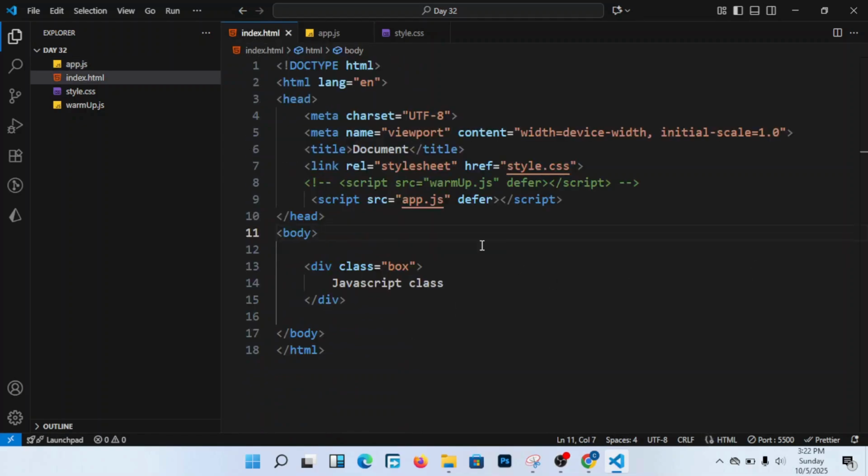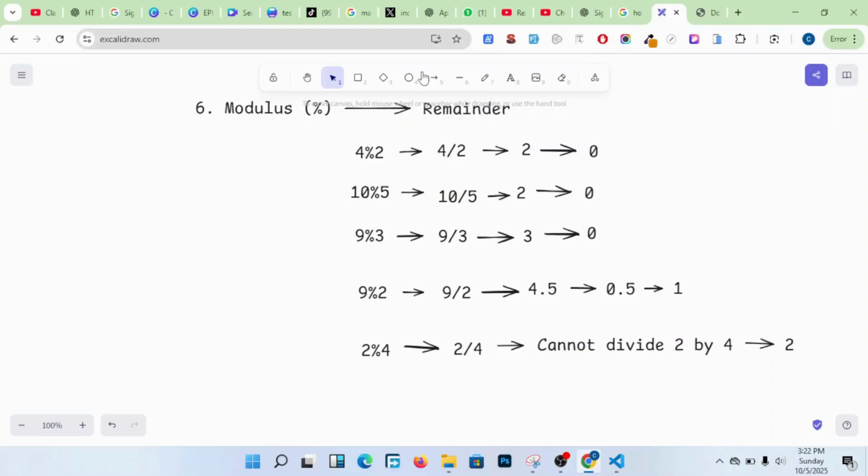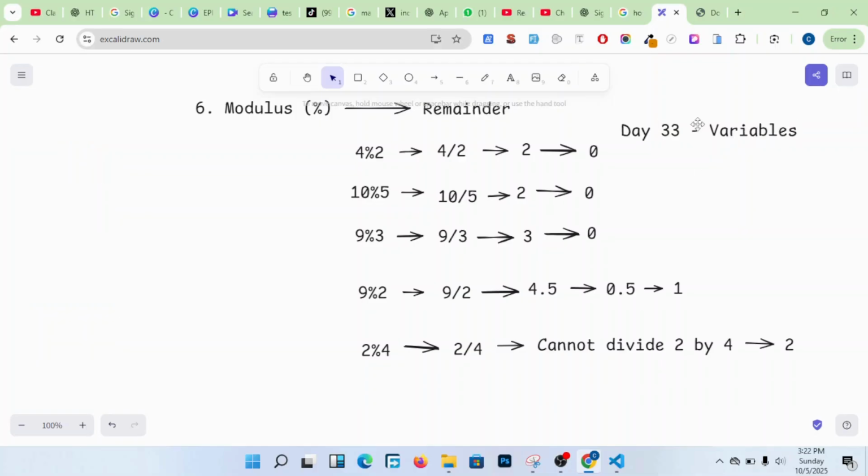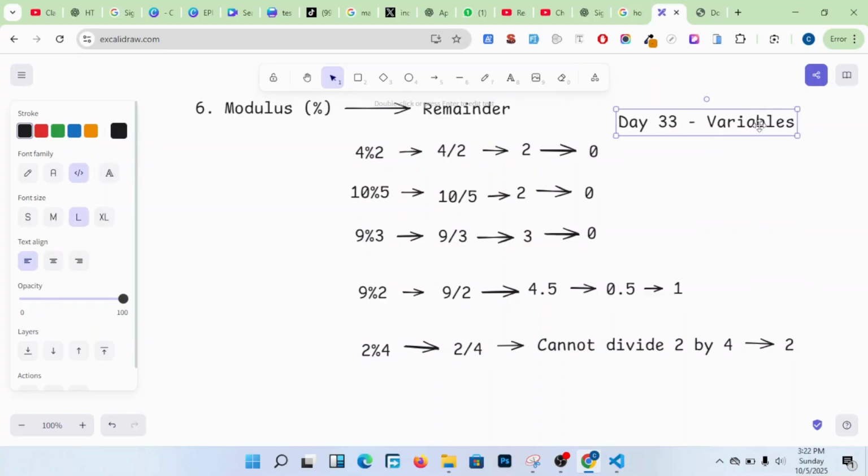We shall meet in tomorrow's class. We're going to talk about something different. In tomorrow's class, Day 33, we're going to look at variables, okay? I shifted that deliberately to guide someone.